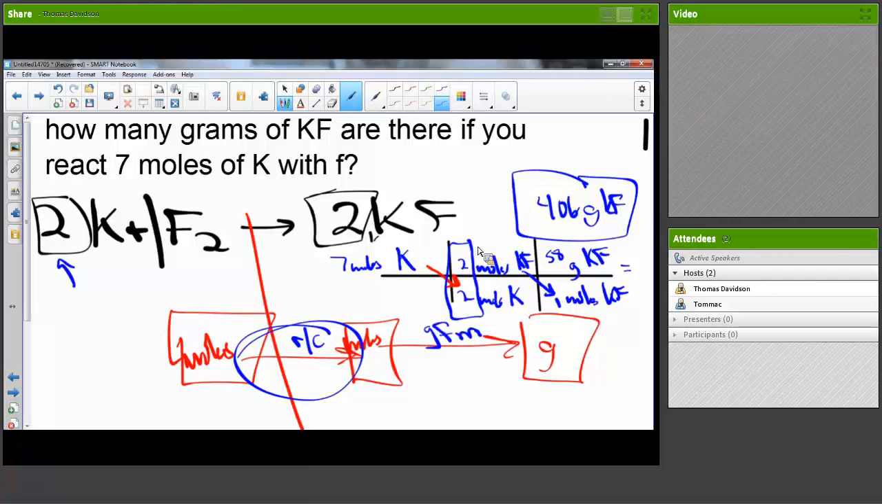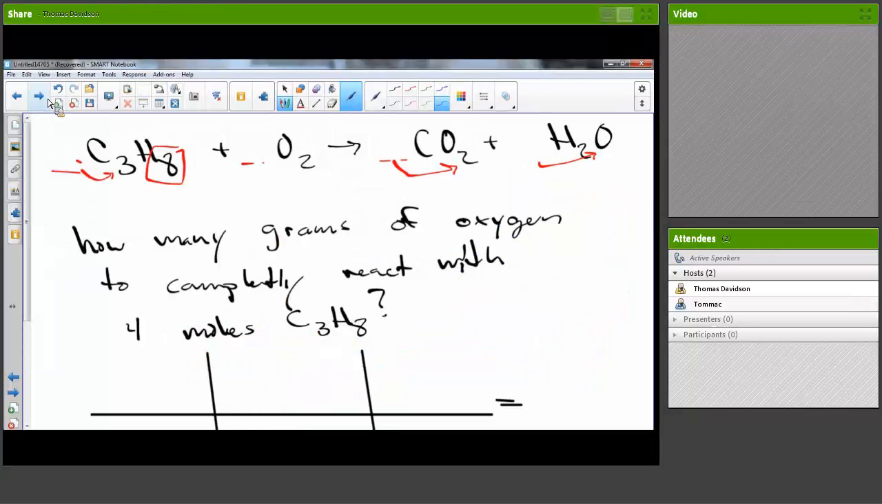Okay. Let's do another one. That was only, I can't remember, was that 8 people who got that right? And you can do this wherever you want. This is not in your homework, but this would be the next problem. How many grams of oxygen are needed to completely react with 4 moles of C3H8? I would like you to try it. If you're with me, take a nap or something. But most of you are not with me, as evidenced by only 8 of you getting it correct.